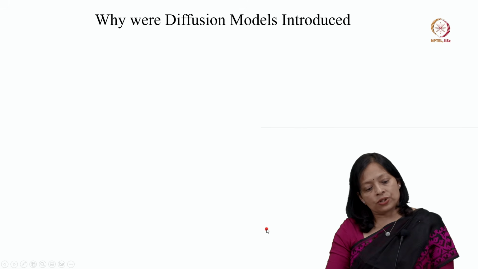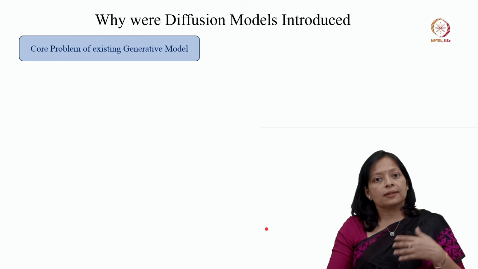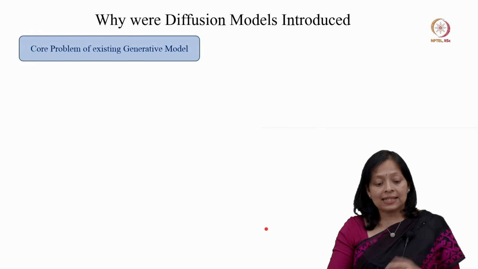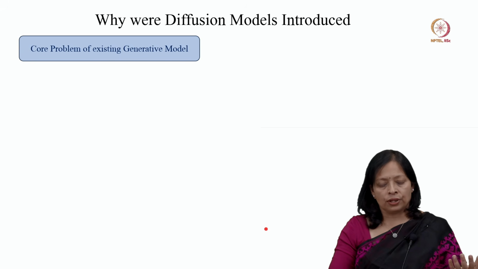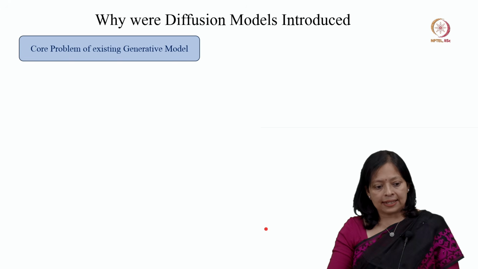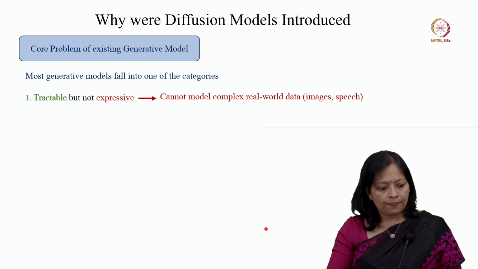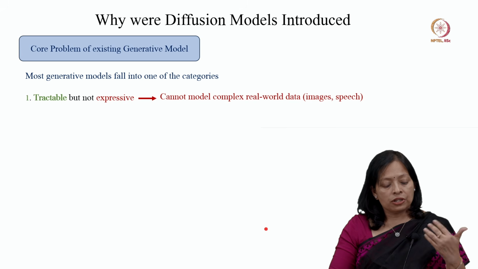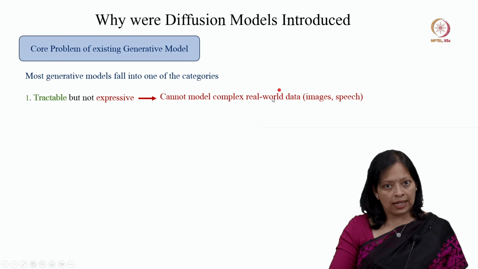Now, this next question is, why were diffusion models introduced? What was the problem of the existing generative models? We have seen autoencoders, VAEs, GANs. Why did the need come for diffusion models? Most of the existing generative models fall in one of these categories below.